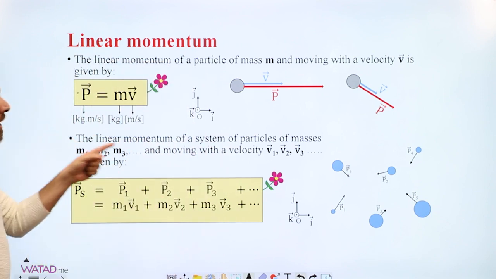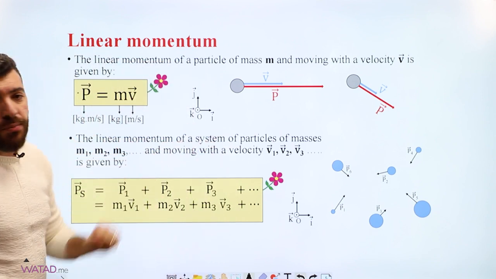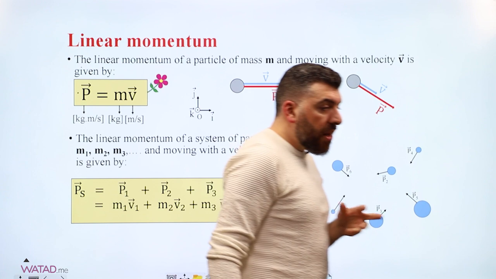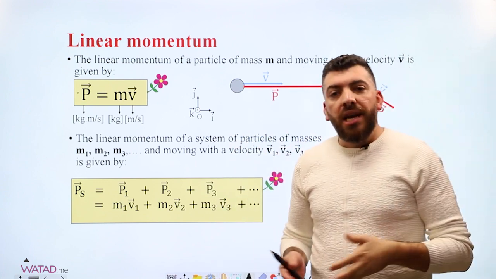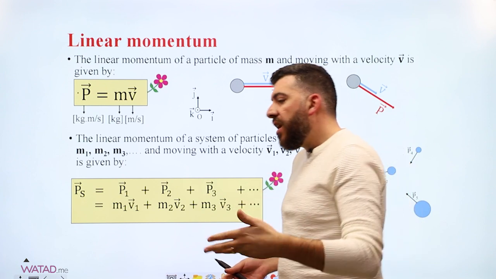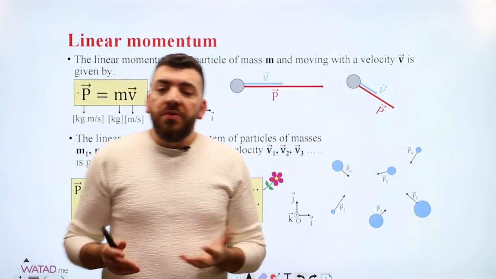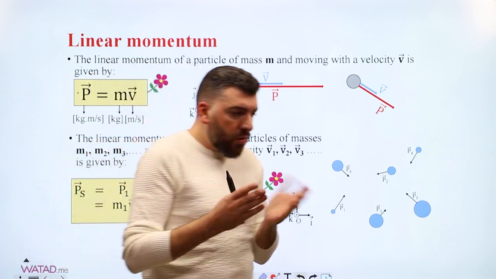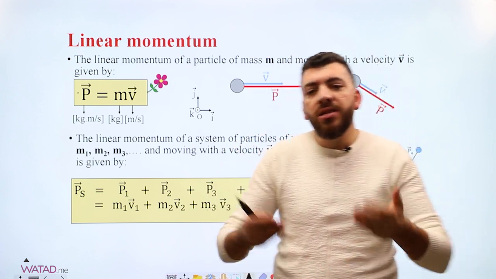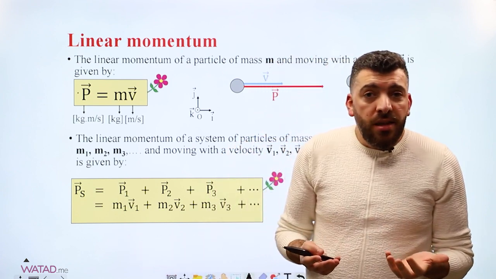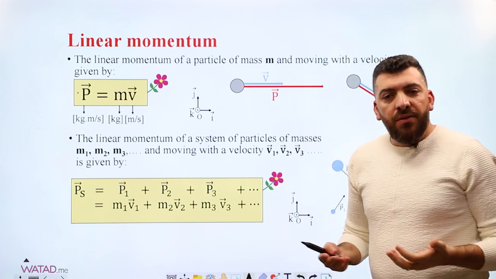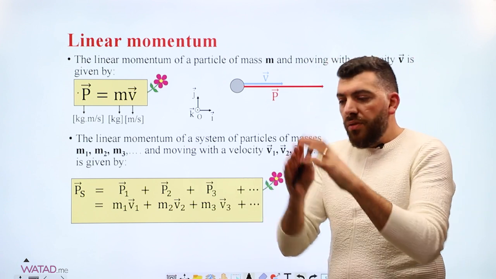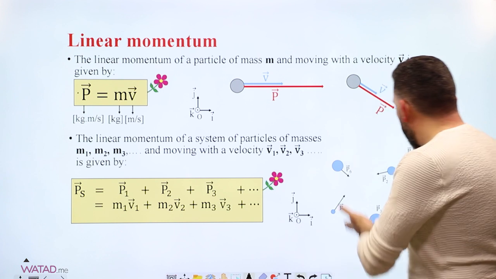Now the linear momentum of a system of particles of masses. This is very important and we will need it. Sometimes we have a system that is one particle, and sometimes it is different particles, n particles: 2, 3, 4, 5, as many as we want. For example, a balloon: the molecules of air inside the balloon form a system of millions and millions of particles. We won't go into the microscopic level, but it's true that the molecules of air inside a balloon form a system of n particles.